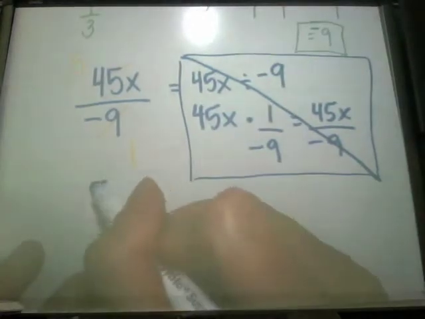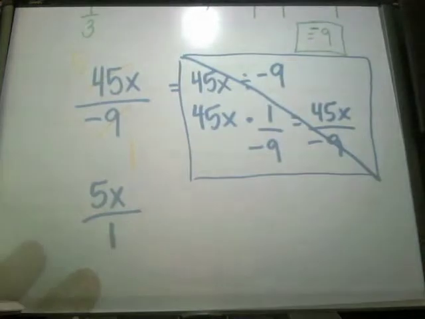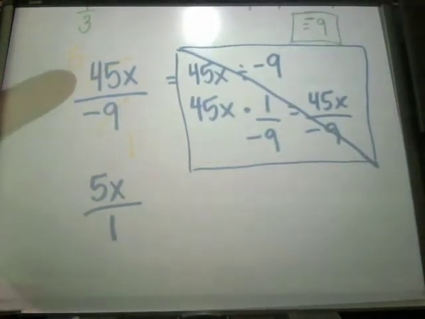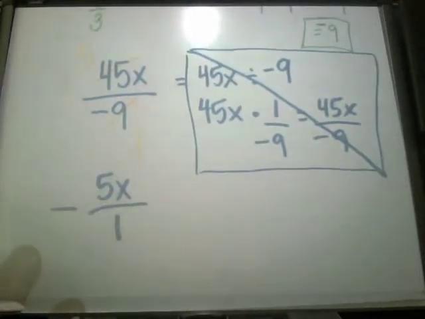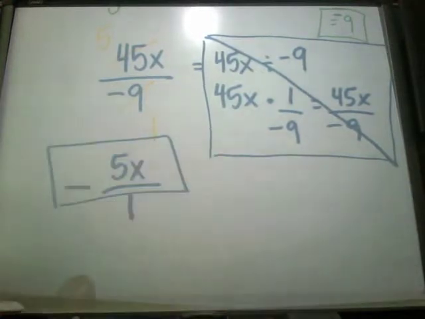5x in my numerator. Negative, don't forget the negative, or if you just put the 1, don't forget, we always need to think about the sign. This is a positive divided by a negative, which means my answer will be negative. Negative 5x over 1, we can just call it negative 5x. I'll do another one like that.